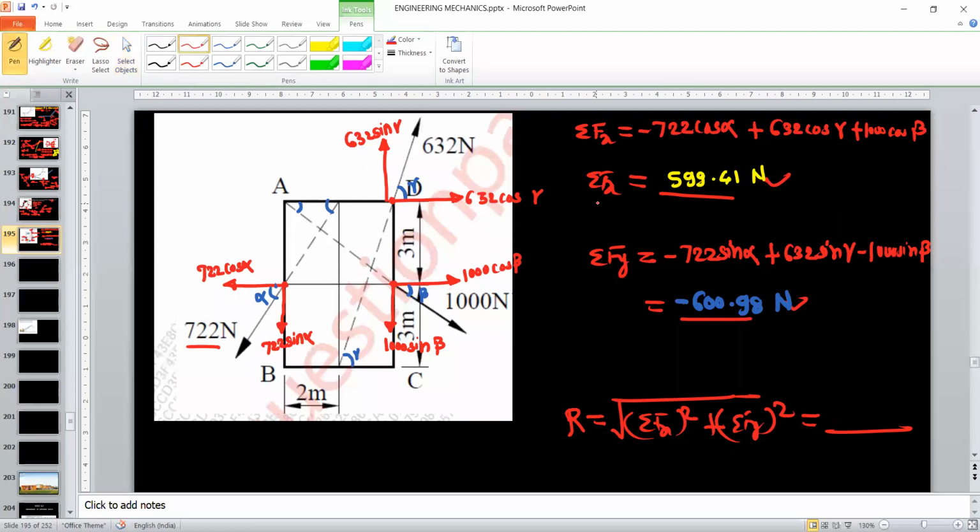Okay, so for the last problem, the summation Fx value is 599 and the summation Fy value is minus 698. From this you can find the resultant value. So the resultant value is equal to 848.8 Newton.